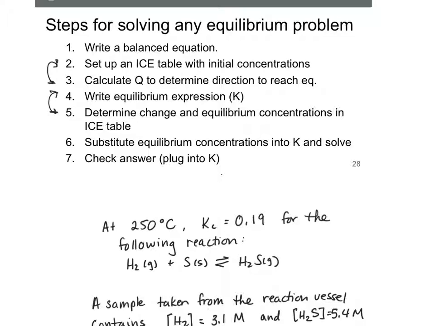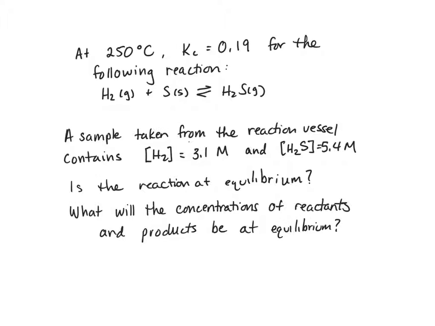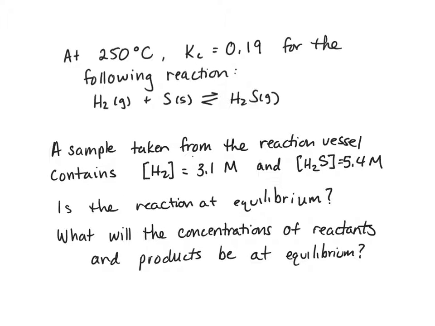Then you can write your equilibrium expression with K, determine what you would have at equilibrium from your ICE table, substitute into K, solve, check your answer. Okay, so this is new. If you want to take a picture, whatever, write it down.